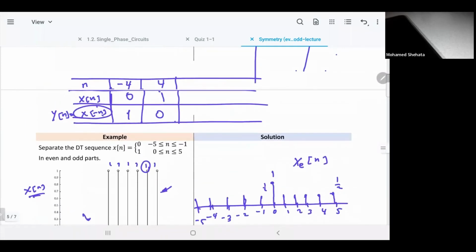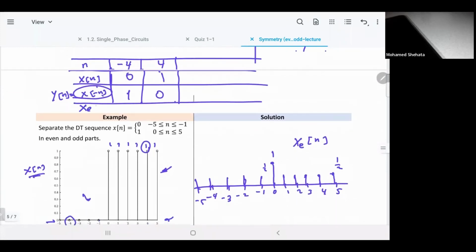Now it's very simple. If you want to find the total for the even, x even of n, you add 0 plus 1 over 2. You'll get a half. 1 plus 0 is equal to 1, divided by 2, is equal to a half. And the equation, just to put it on the side, is x even of n equals half of x of n plus x of negative n. So that's the equation. And this table will make it easy for you. You can make this table like that, and put x even here and another x odd on the bottom, and you get both in one shot.